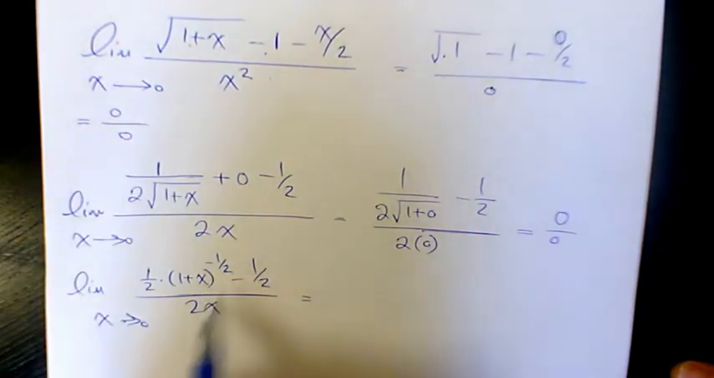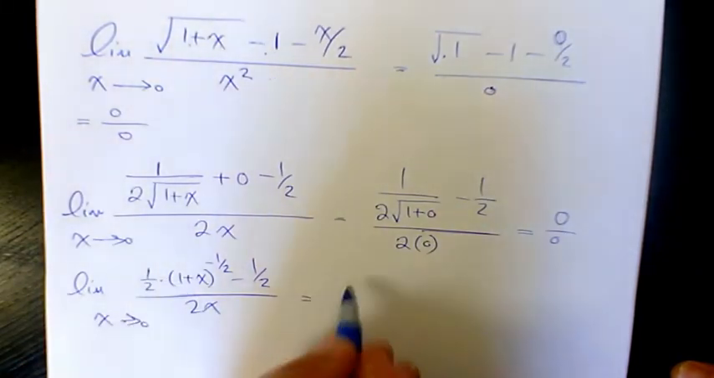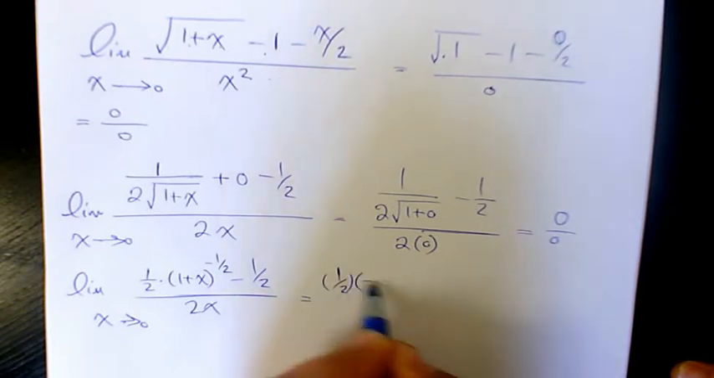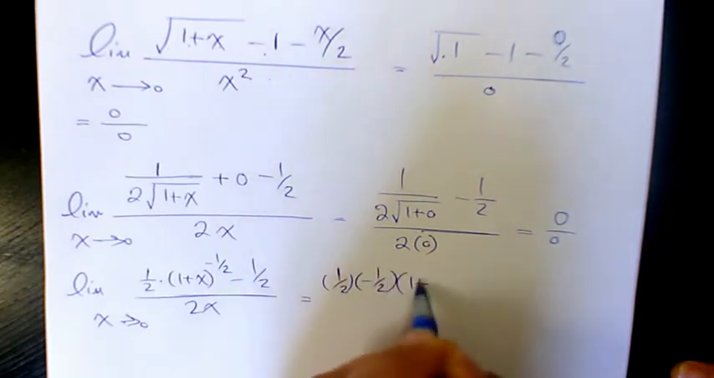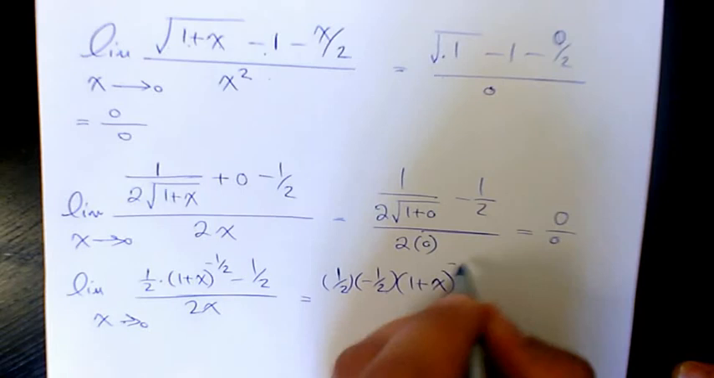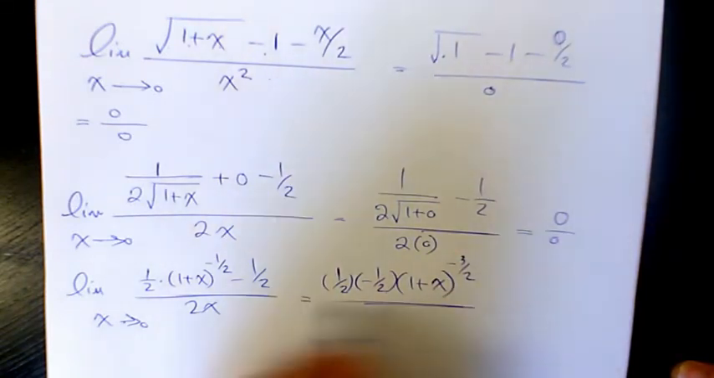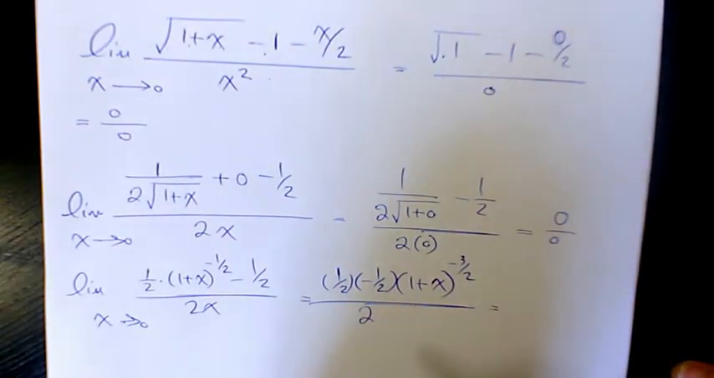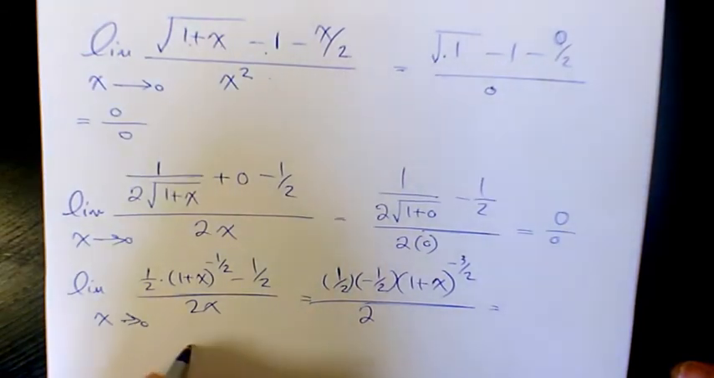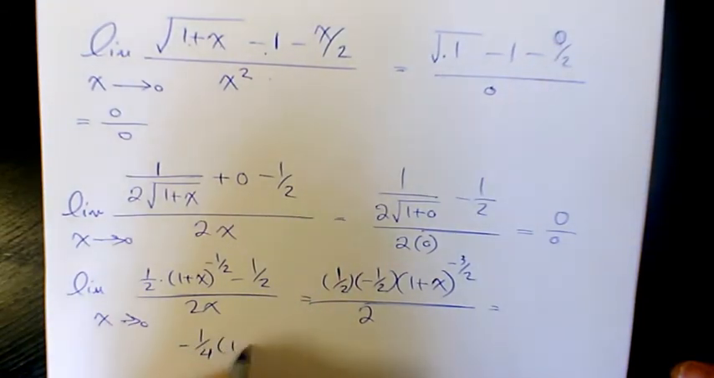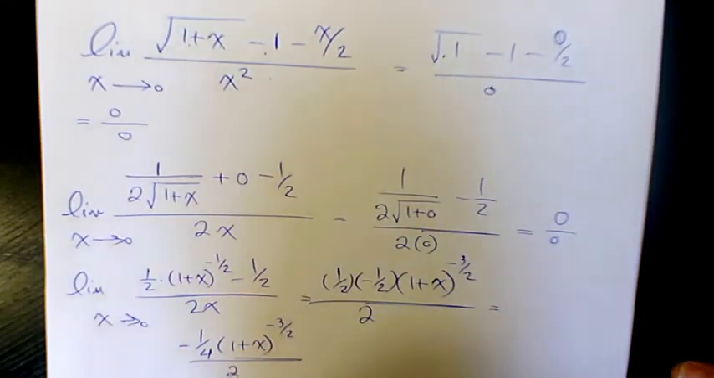If you find the derivative for the numerator and denominator, the numerator is going to be 1 over 2 times negative 1 over 2 times 1 plus x to the power of negative 3 over 2, and the derivative of negative 1 over 2 is 0. Divided by the derivative of 2x, which is going to be 2. So that's going to be negative 1 over 4, 1 plus x to the power of negative 3 over 2, divided by 2.